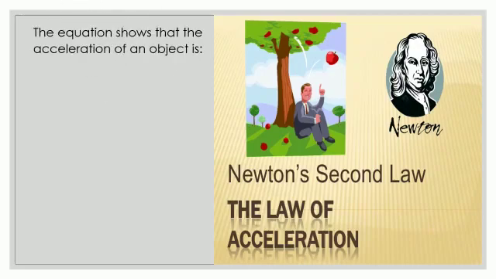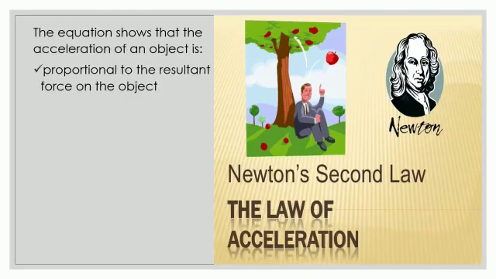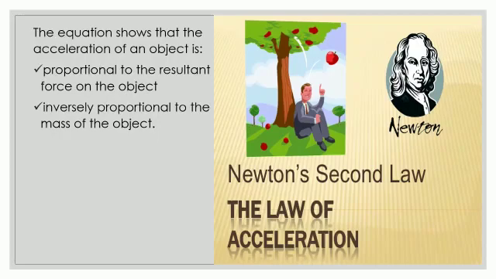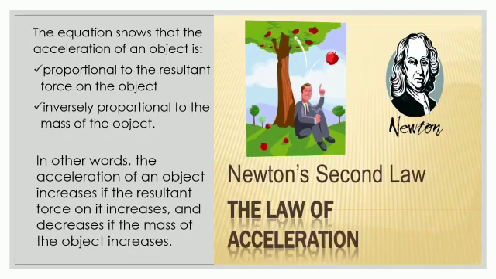The equation shows that the acceleration of an object is proportional to the resultant force on the object and inversely proportional to the mass of the object. In other words, the acceleration of an object increases if the resultant force on it increases and decreases if the mass of the object increases.